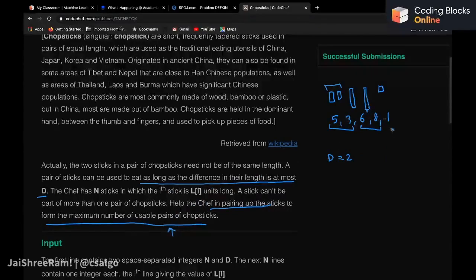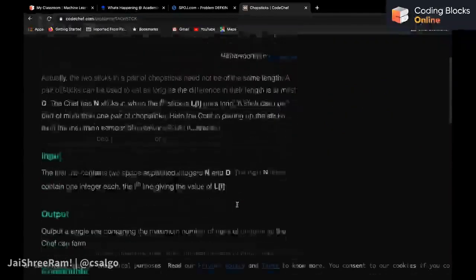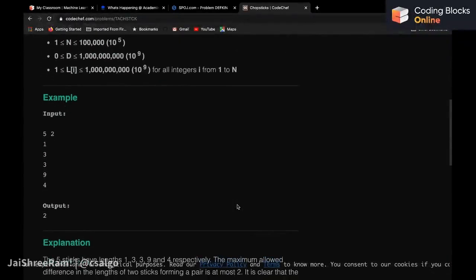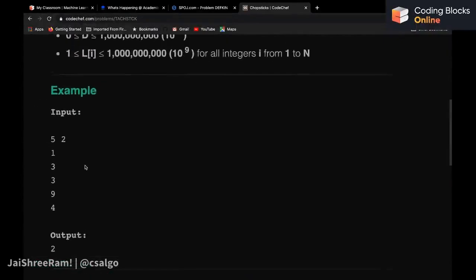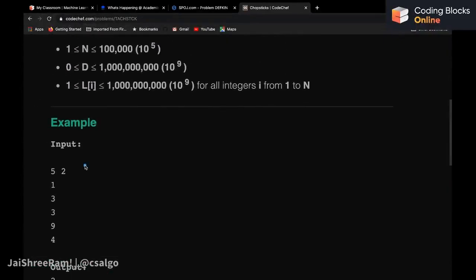Okay, for example, in this case you had 5 chopsticks, but you can form only 2 pairs, or you can say 4 chopsticks can be paired together. Okay, so that's what you need to do. Now you have to think up of a solution, and you can see the constraints also. N is of the order 10^5, which means we can do something of n log n type. We cannot do n squared. We cannot try each chopstick with every other stick.